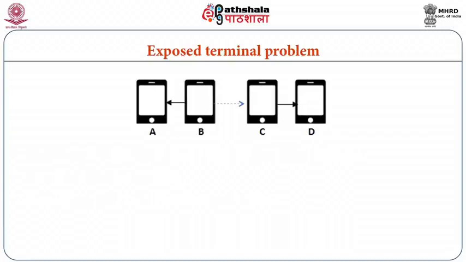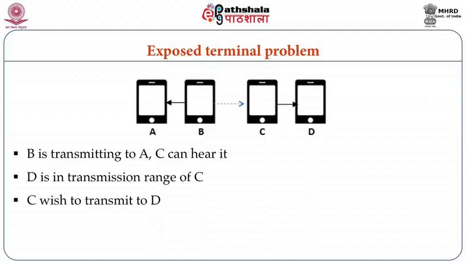Now the other scene is also the same, but it is posing some other problem. Now what is it? A and B are in transmission range of each other, B and C are in transmission range of each other, C and D are in transmission range of each other. But the thing is that B is transmitting to A and C wishes to transmit to D. Now these are two different things. It is possible they can transmit without collision, but what will happen here?